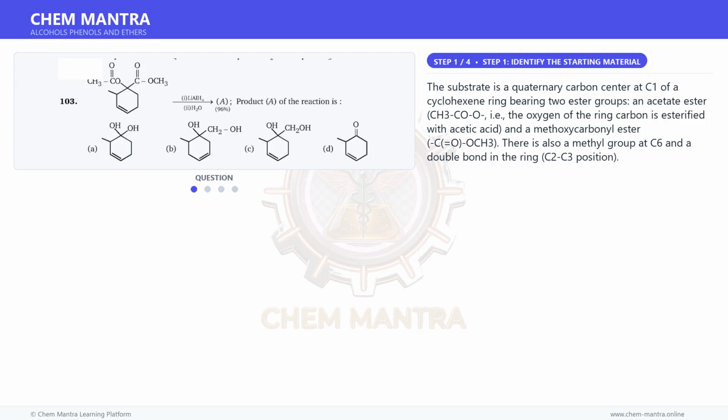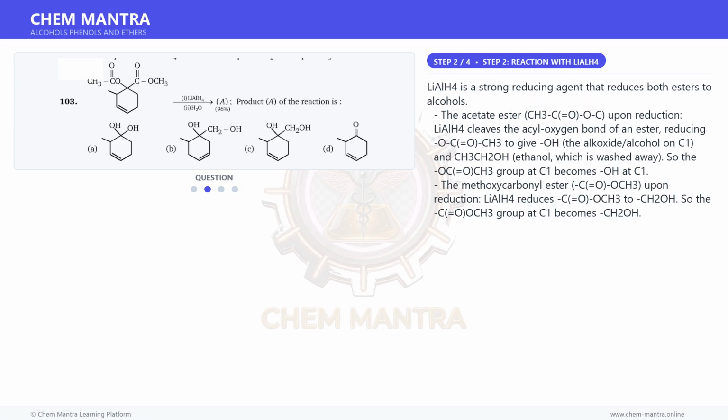The substrate is a quaternary carbon center at C1 of a cyclohexene ring bearing two ester groups: an acetate ester, CH3-C=O-O, i.e., the oxygen of the ring carbon is esterified with acetic acid, and a methoxycarbonyl ester, C=O, OCH3. There is also a methyl group at C6 and a double bond in the ring, C2-C3 position.